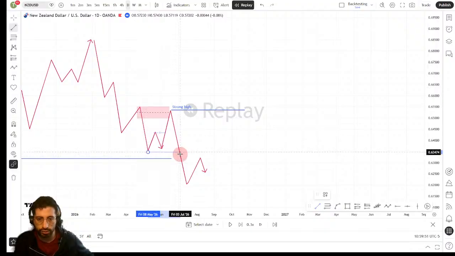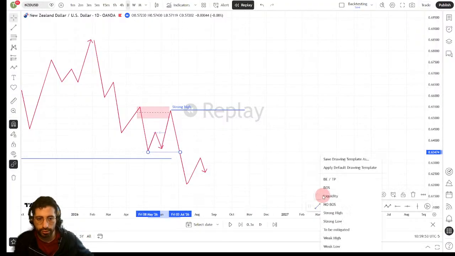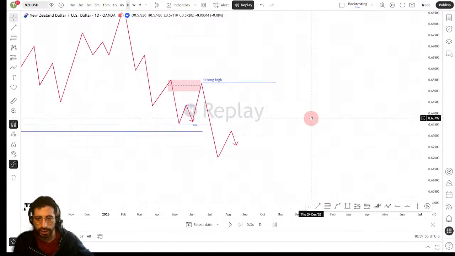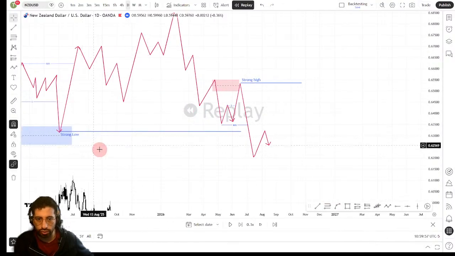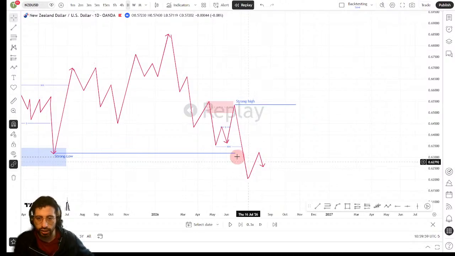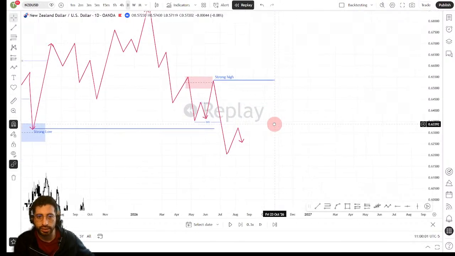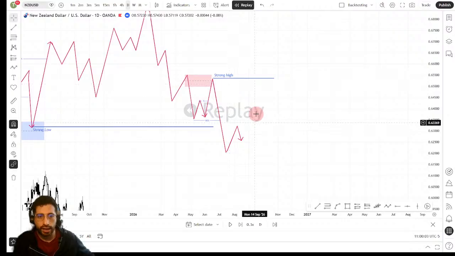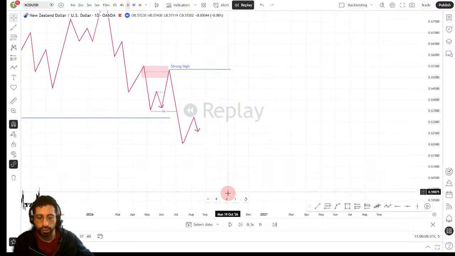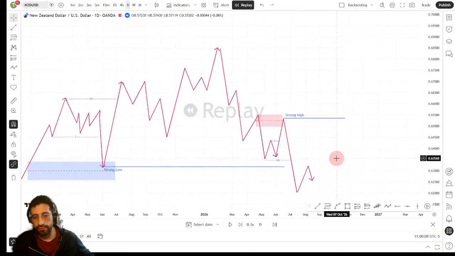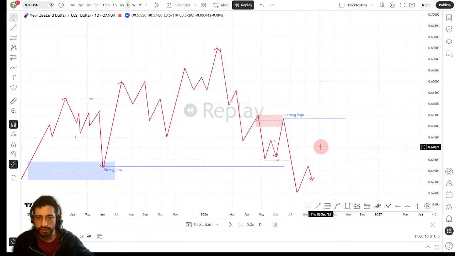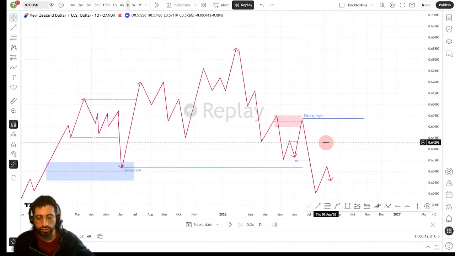a BOS, right? And more important, we have this: the strong low has not been respected. So it means that now this strong high becomes the most important high, and the market will continue with its downtrend, right?